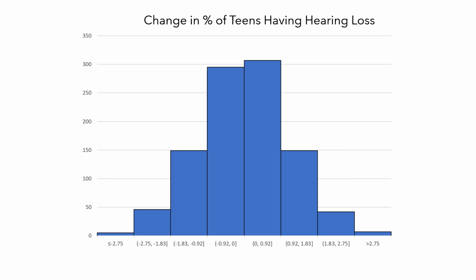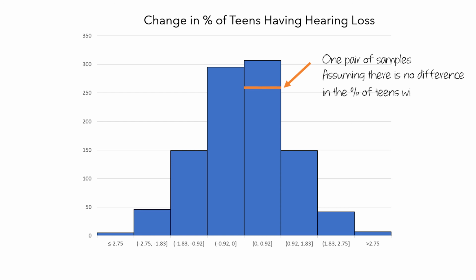In this histogram, each item represents one pair of samples of 1,771 teens from 2015 and 2,928 teens from 1995. And what is particularly important is that this was assuming there is no difference in the percent of teens with hearing loss in 2015 and 1995. Now, let's do a quick recap of what we've seen here.